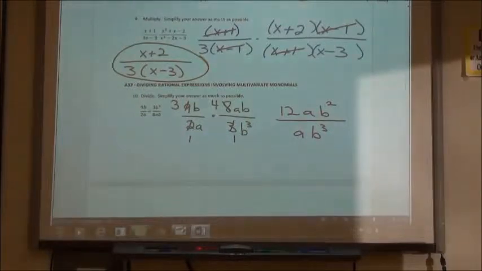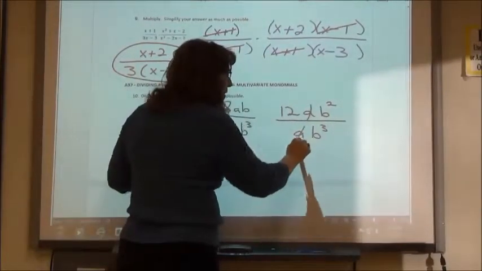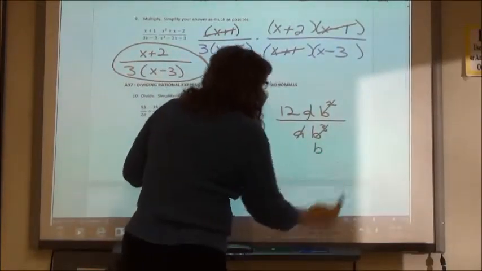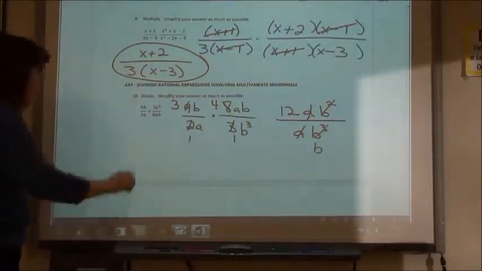And then I'm going to do some canceling. The A's cancel out altogether. I can take 2 of my B's, which leaves an extra 1 on the bottom. And so I'm just going to get 12 over B.